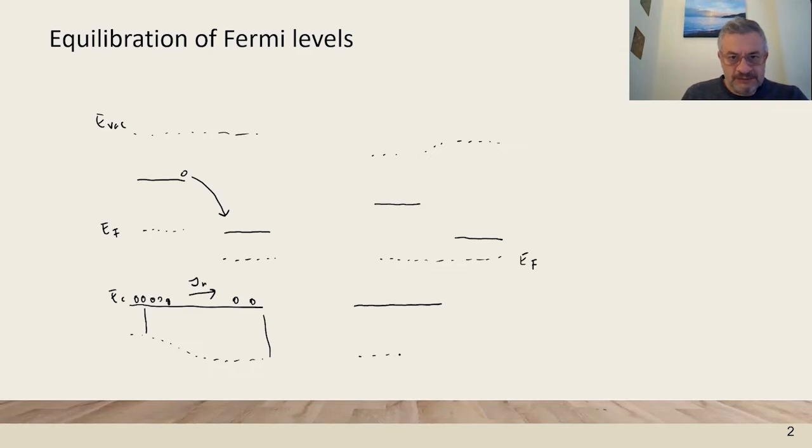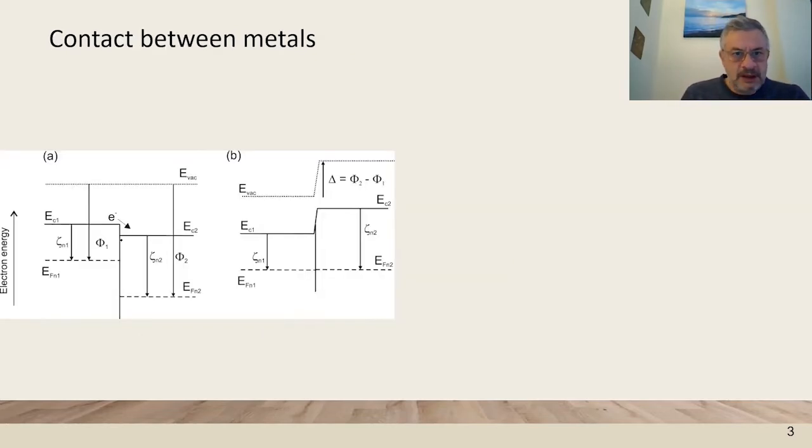When electrons are homogeneous, then the Fermi level is the same at every point. So that starting with two materials, we are interested to find the equilibrium picture in which there is no net current in any direction.